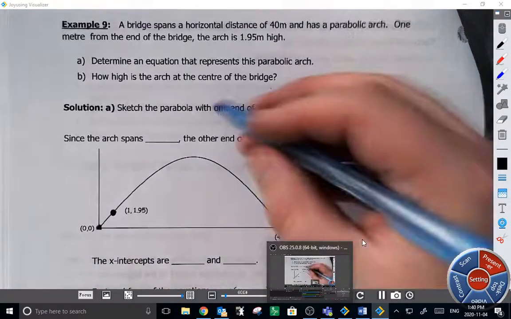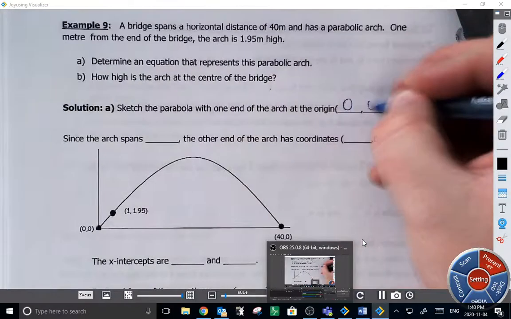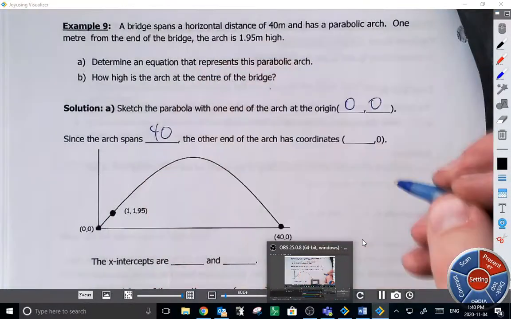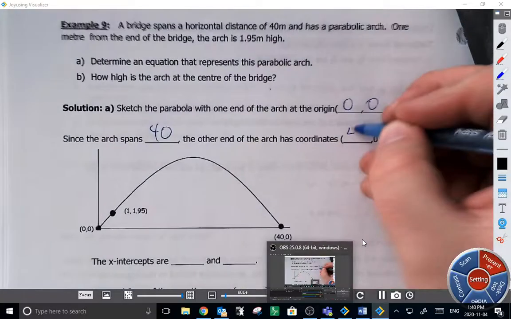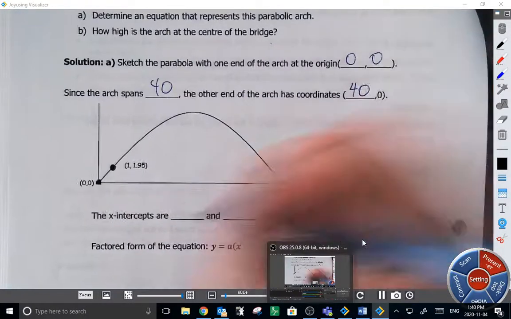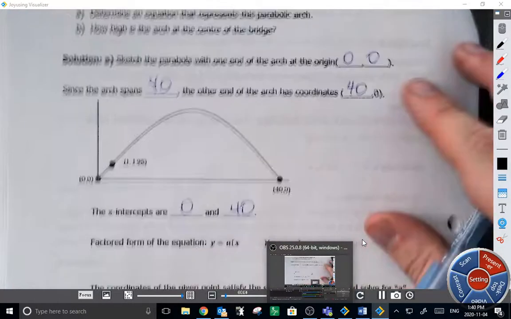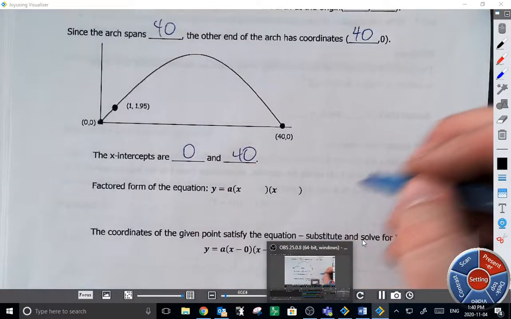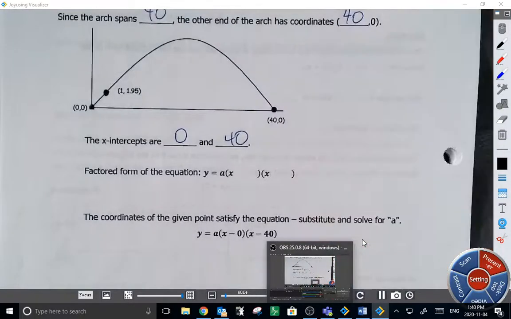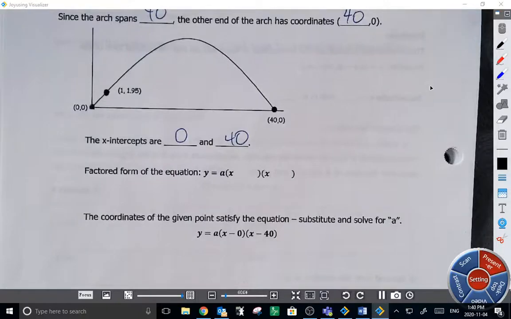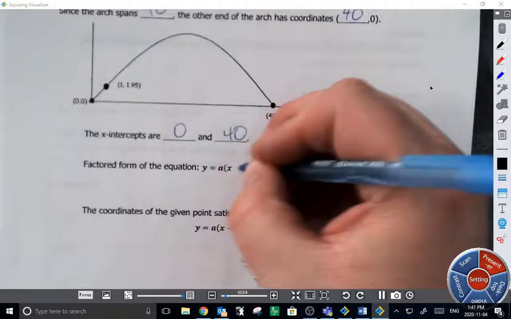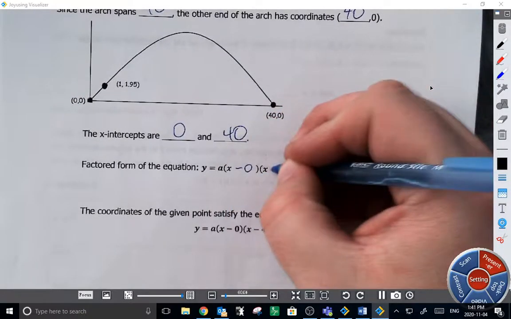So one end of the arch is at the origin, 0, 0. The arch spans 40 meters, so the other end has the coordinate 40, 0. So that means the x-intercepts are 0 and 40. And in factored form, the equation is going to be a times x minus 0 and x minus 40.